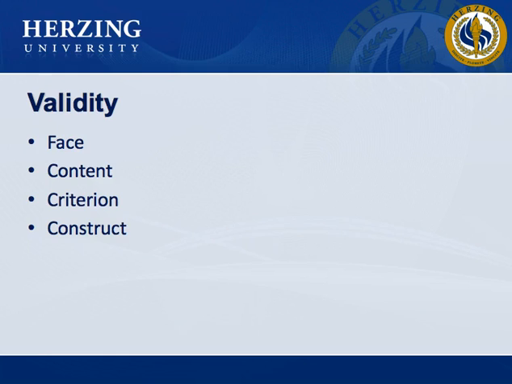Predictive validity is concerned with the ability of an instrument to predict behavior responses of subjects in the future. Construct validity is the most difficult validity to measure. It is concerned with the degree to which an instrument measures the construct it is supposed to measure.